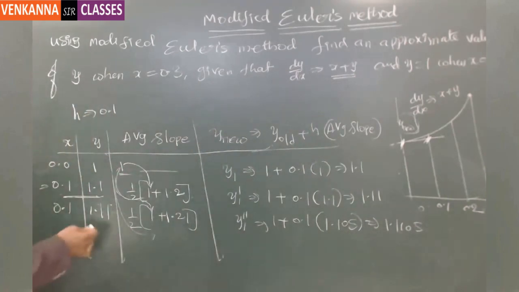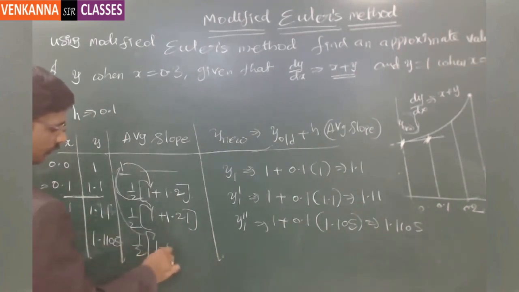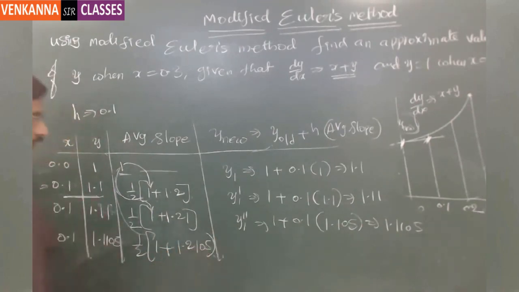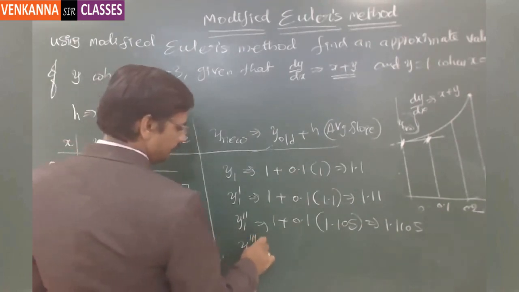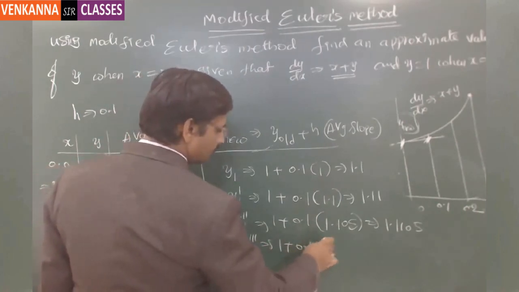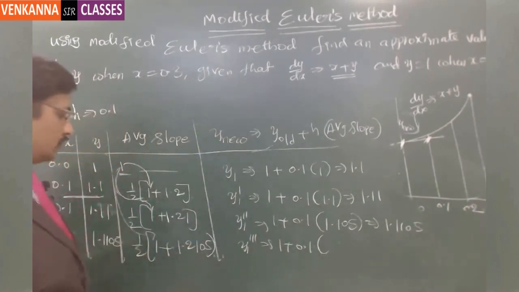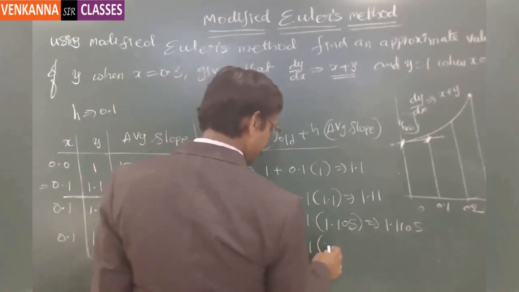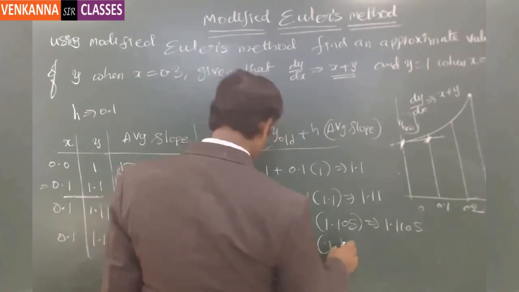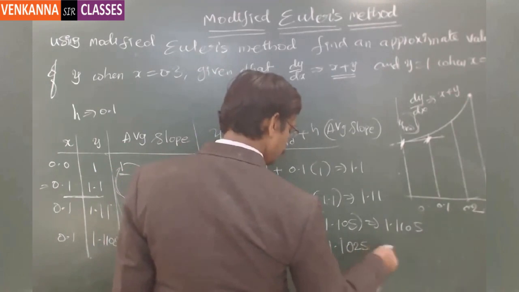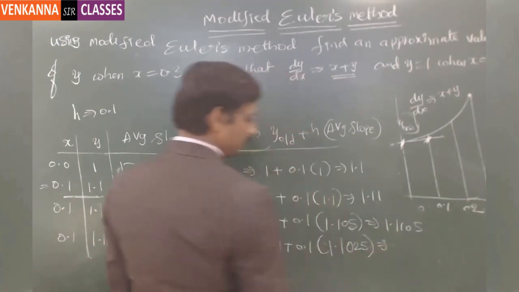Now if you take the next iteration, 1.1105, and then this is again 0.1, and half of this 1 plus 1.2105, and then y1 triple dash equal to 1 plus 0.1 times of, so this is 2.2105 by 2, 1.1025. Yeah, I think you can stop there.